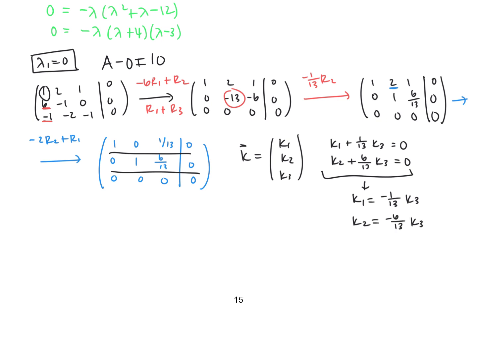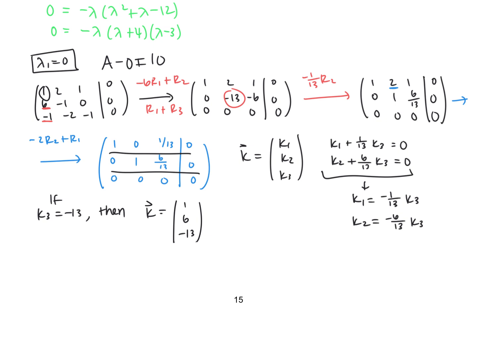So I can choose K3 then to be whatever I want. If I choose K3 to be negative 13, then that would give me an eigenvector of 1, 6, negative 13. Why did I choose negative 13? It's convenient. If I plug in negative 13 here, I'm going to get whole numbers for K1 and K2. So that is our first eigenvector, rather.